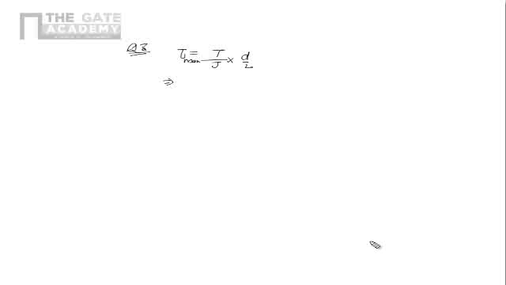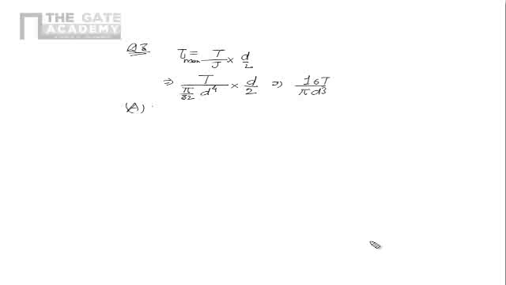So if this is subjected to torque T and the diameter is D, the value of J, polar moment of inertia, is pi by 32 multiplied by D to the power 4. So this becomes 16T upon pi D cube. That's the answer. Let's see the options.